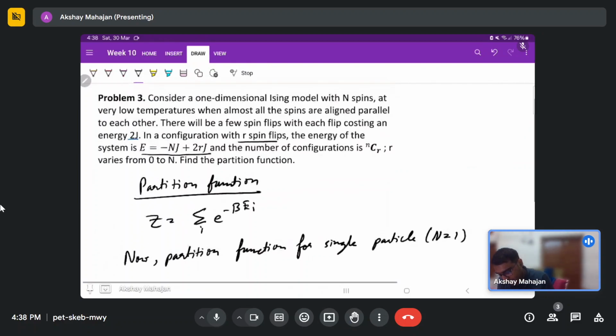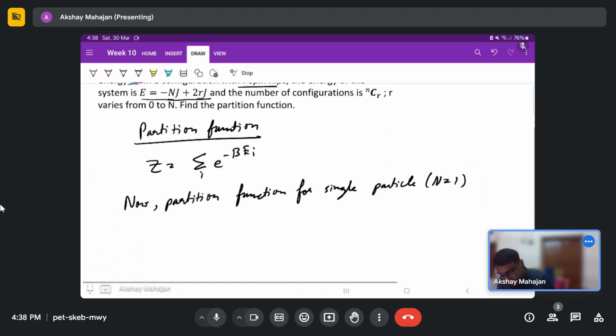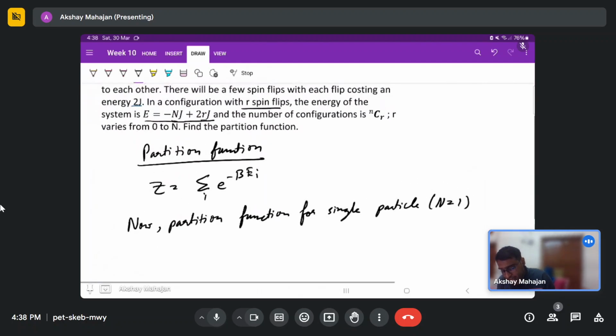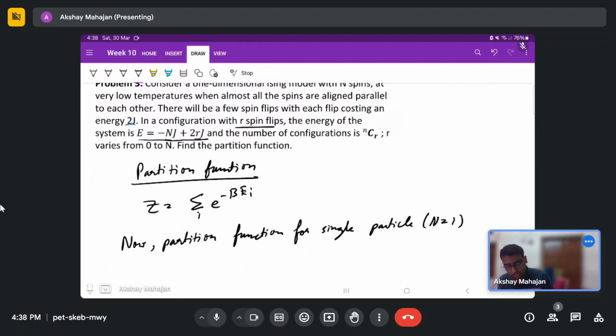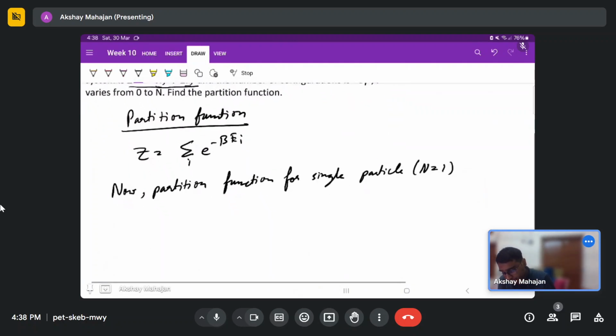Here you can see the energy functional is minus NJ plus 2RJ. If R is 0, we are not flipping any spin, and the energy will be lowest, minus NJ. It means all the spins are aligned parallel. That is our minimum energy. If we flip one, R equals 1, then you have to give energy plus 2J.